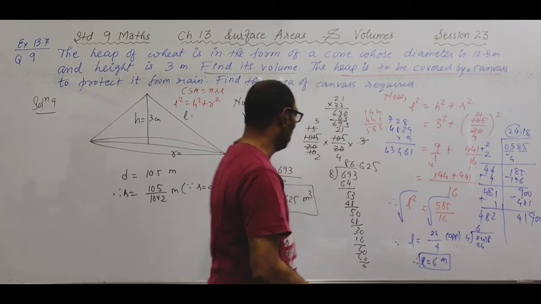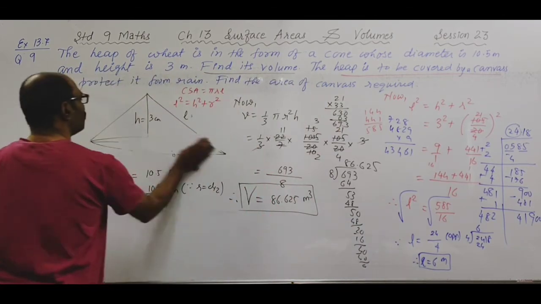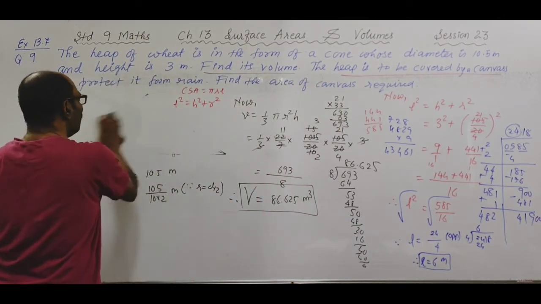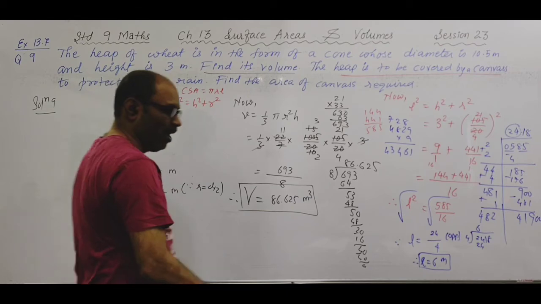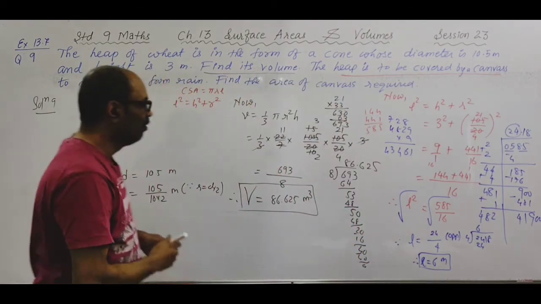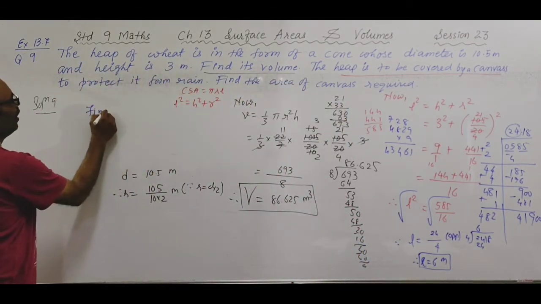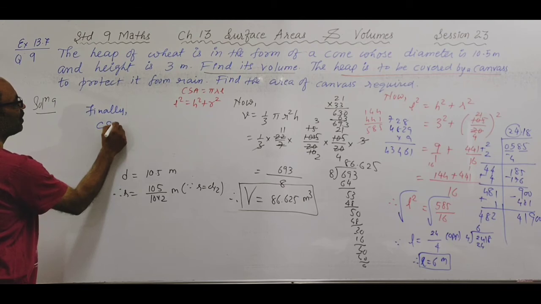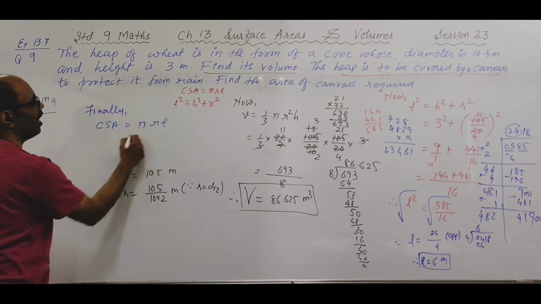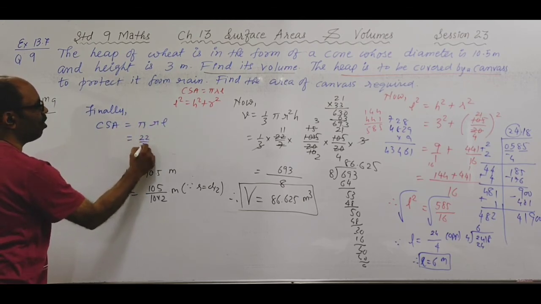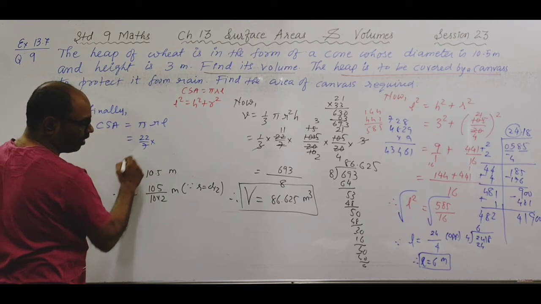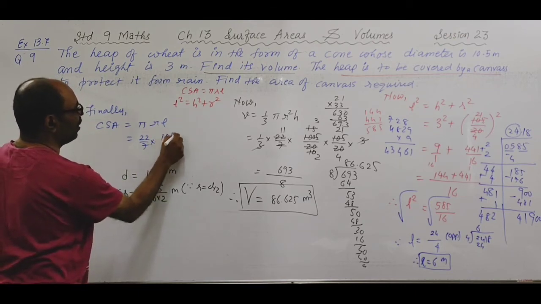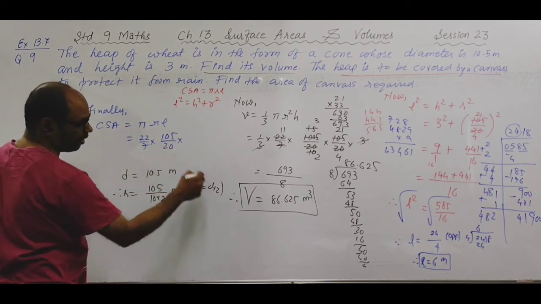All right. So now you got L. So you can find out the curved surface area. Okay, L is required. Finally, say curved surface area is pi r L. So that is 22 upon 7. Radius is how much? 105 upon 20. And slant height is how much?